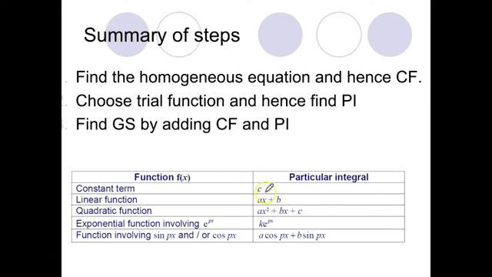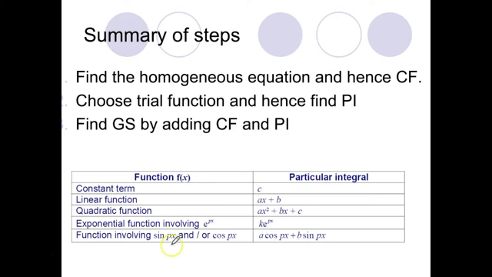If f of x is a constant, then the particular integral will just be a constant, and you have to look for that constant. If f of x is a linear function, then the particular integral is also a linear function. And if f of x is quadratic, you also have a quadratic particular integral. If it's an exponential function, then you should also have an exponential function. But if it is a trigonometric function, sine px or cos px, then you also have a trigonometric function for the particular integral, a cos px plus b sine px.